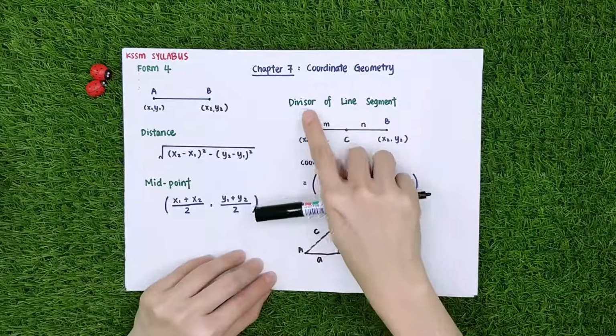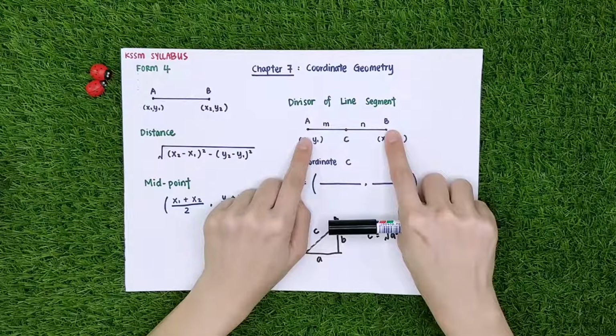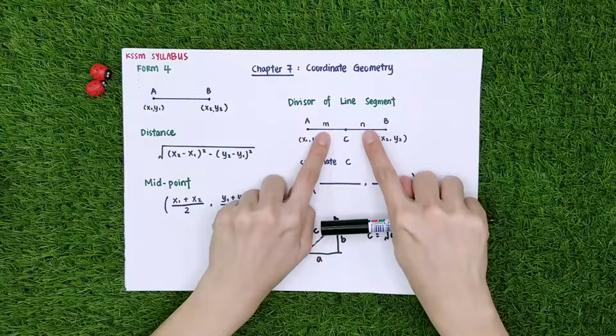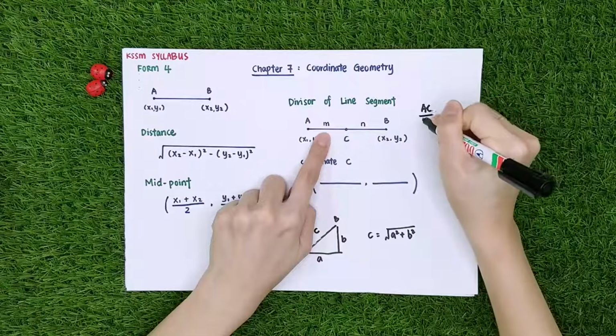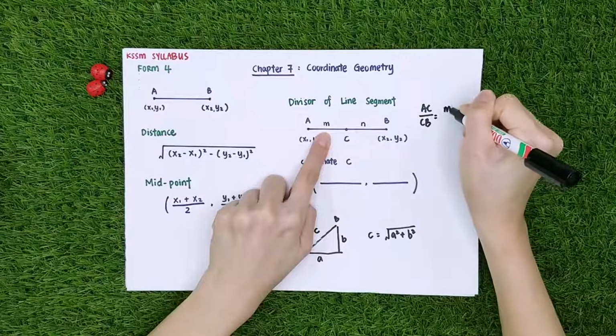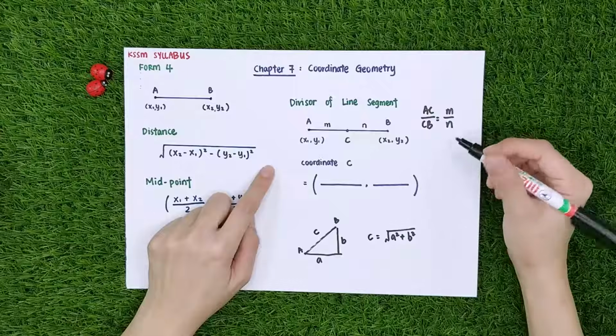Let's go to the part on the division of a line segment. Let's say this line is divided by the ratio of m over n. Or in an equation, it will be written this way: AC over CB is equal to m over n. Let me show you how I use the ratio to find the coordinate C.